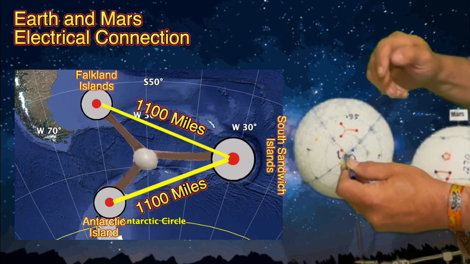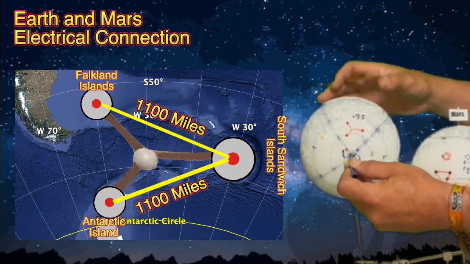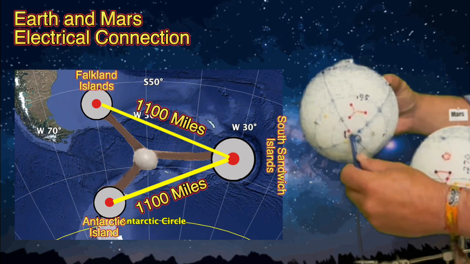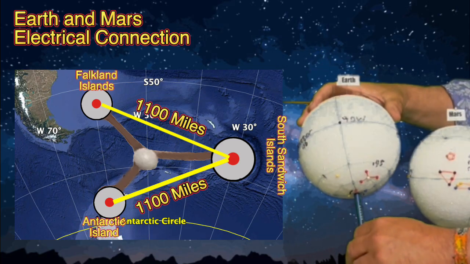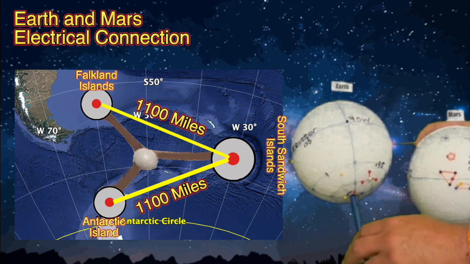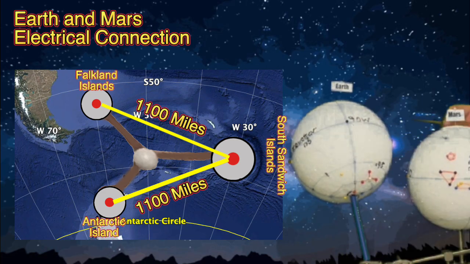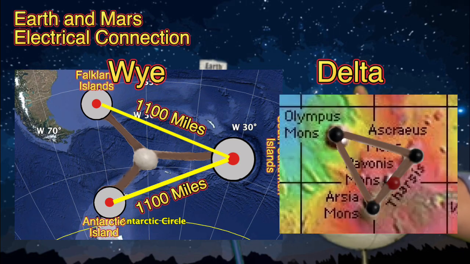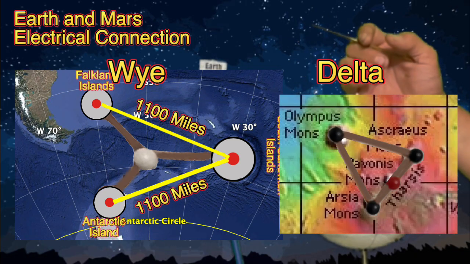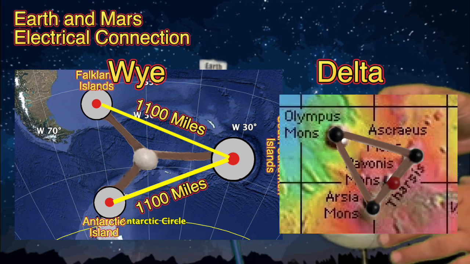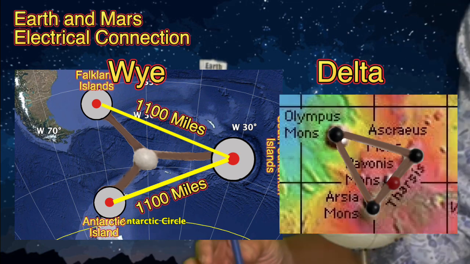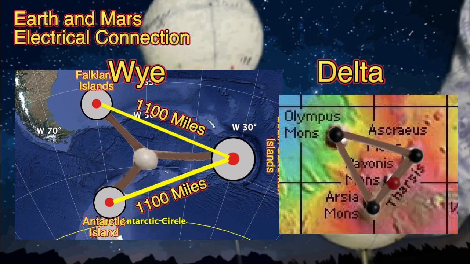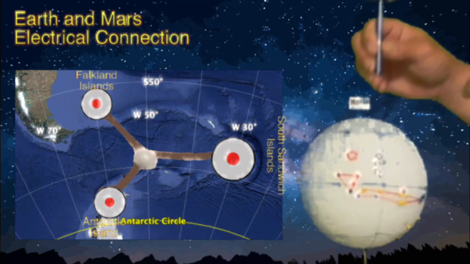Now, we're doing that because we just want to identify where we're looking on planet Earth and where those locations are. So we're looking at the South Sandwich Island junction of a Y. If you have a Y, it means that you must have a delta as well. Delta and Y go together. And what I'm going to show you is that Mars represents the delta, the ground of the circuit. And I've said this in several videos.